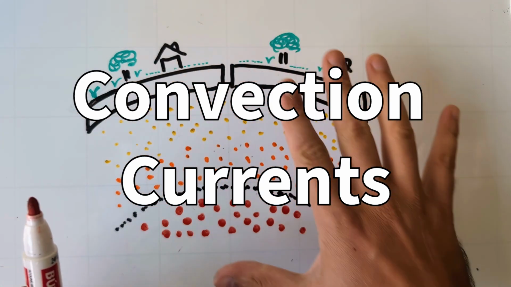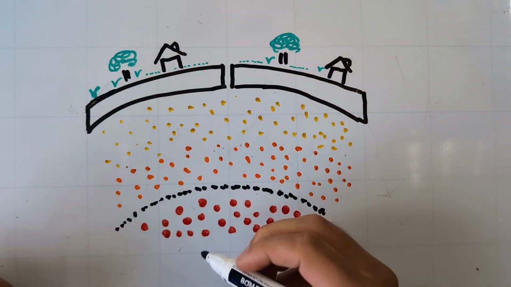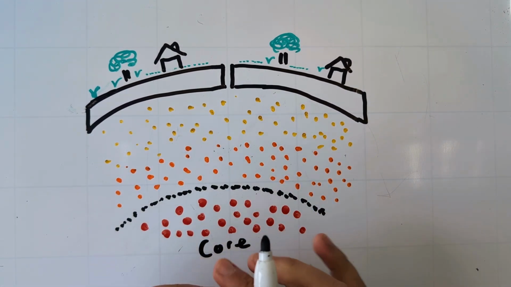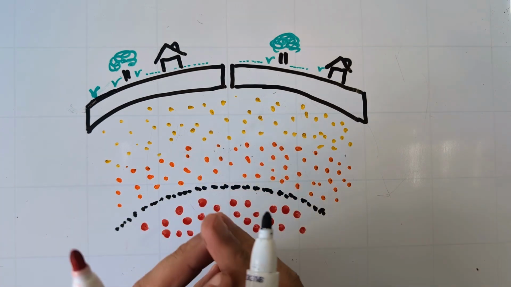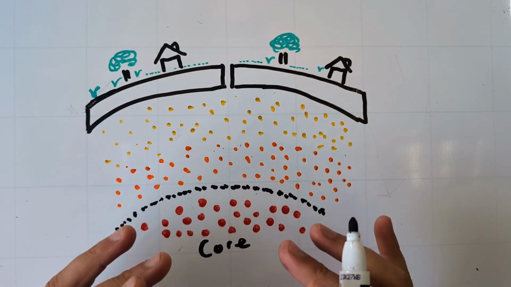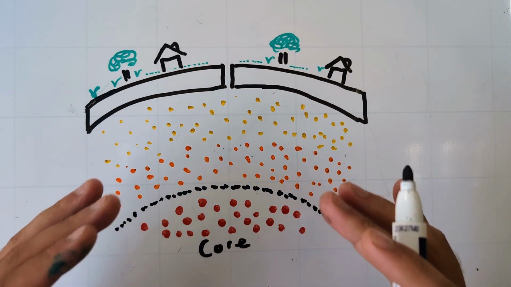Let me just give you a quick overview of the diagram. Here we have the core. I've used red dots because it's experiencing radioactive decay, which is releasing huge amounts of energy. And it's the hottest part of Earth's layers.